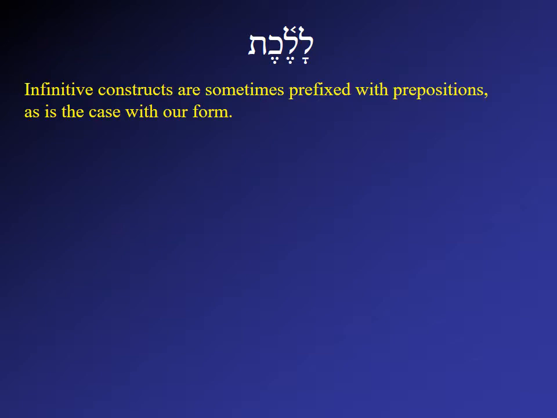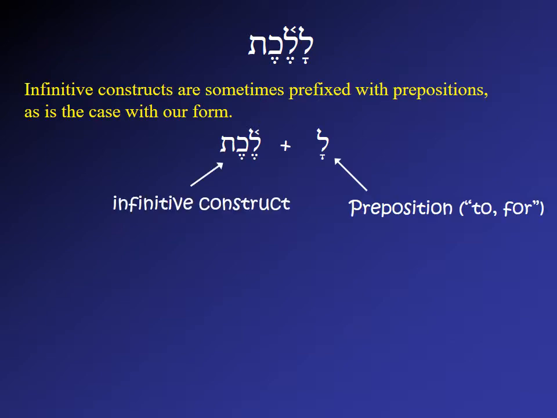Infinitive constructs are sometimes prefixed with prepositions, as is the case here. So the infinitive construct itself is lechet. The lamed is the preposition to or for added on to the infinitive construct. So la lechet is la plus lechet, preposition plus infinitive construct.